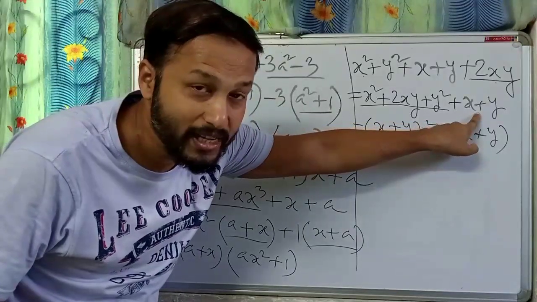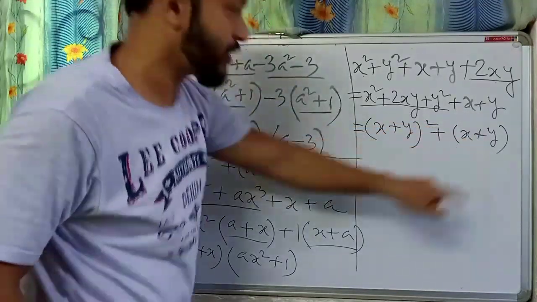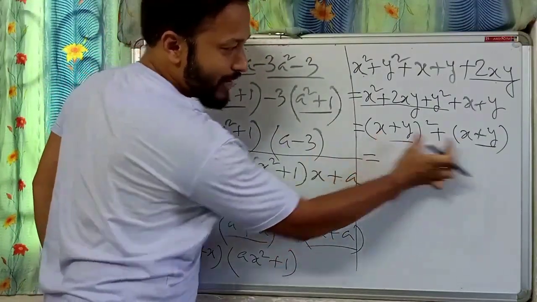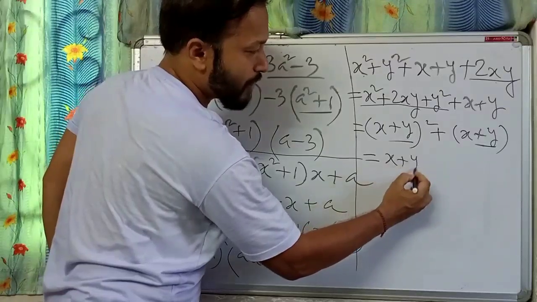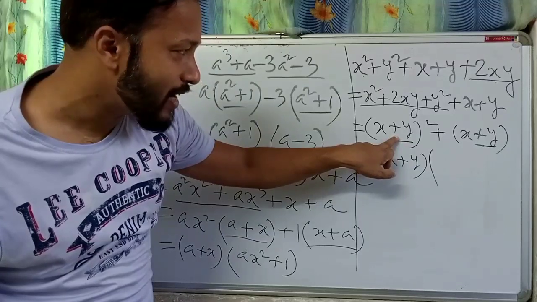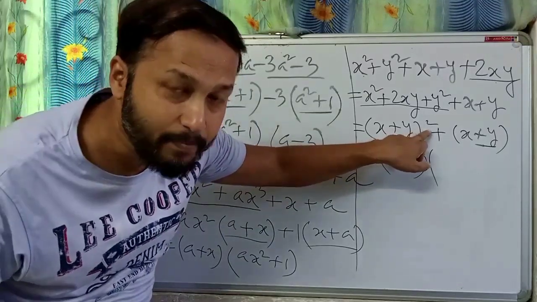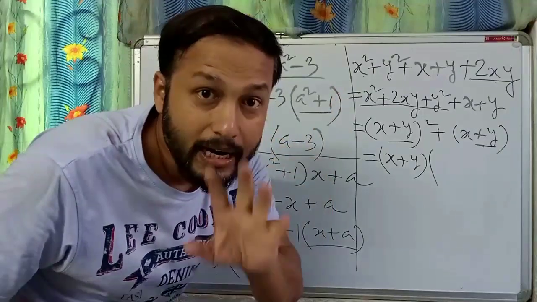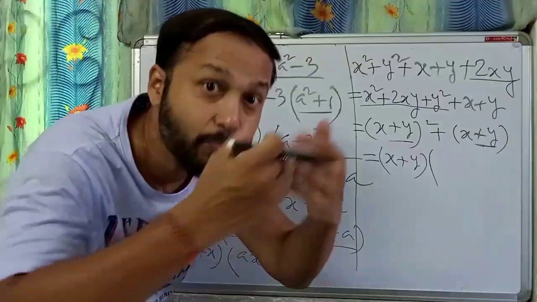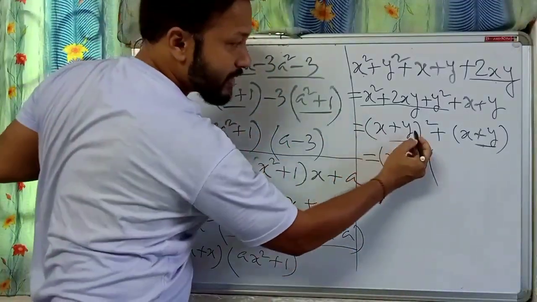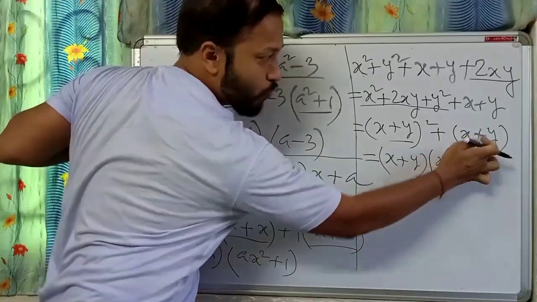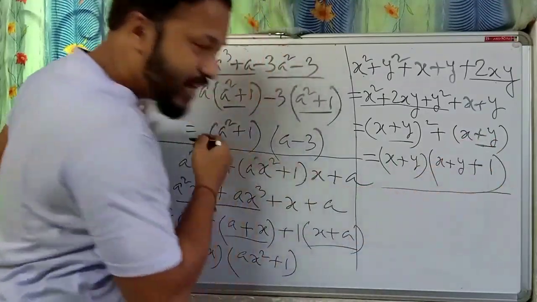Okay, this x plus y is left, I am writing it in bracket. Now x plus y is common. See here, x plus y, it's common. So what is left? From here, if I take x plus y, since this is x plus y whole square, that means double x plus y is there. If you take one x plus y, another x plus y is left. This is x plus y. Plus from here, if you take x plus y, then 1 is left. This is the answer.